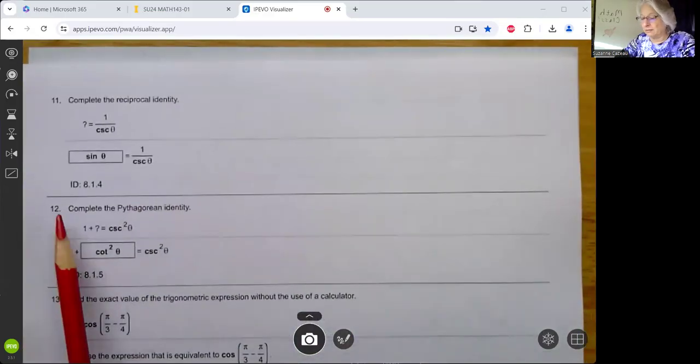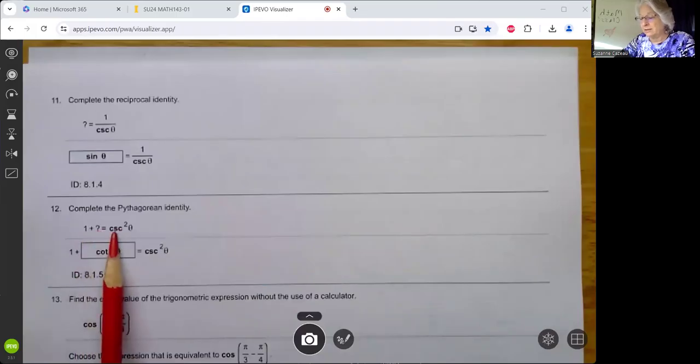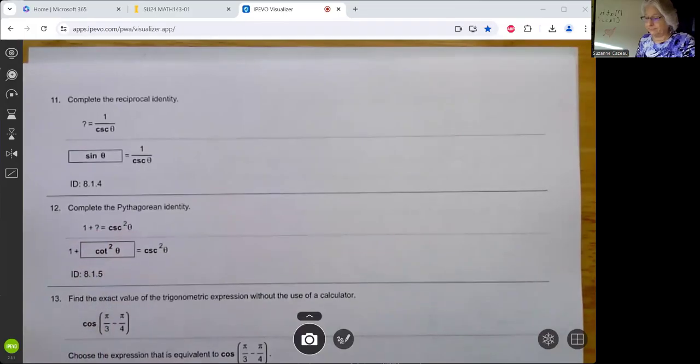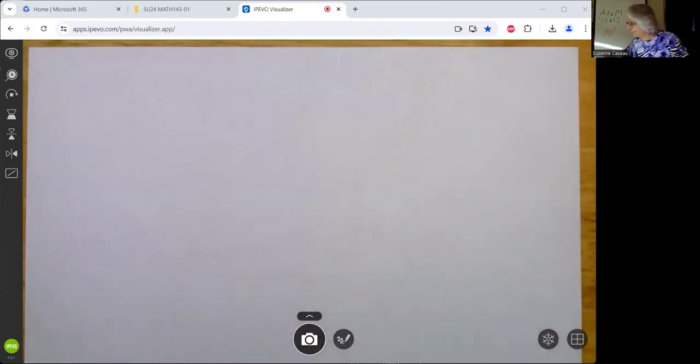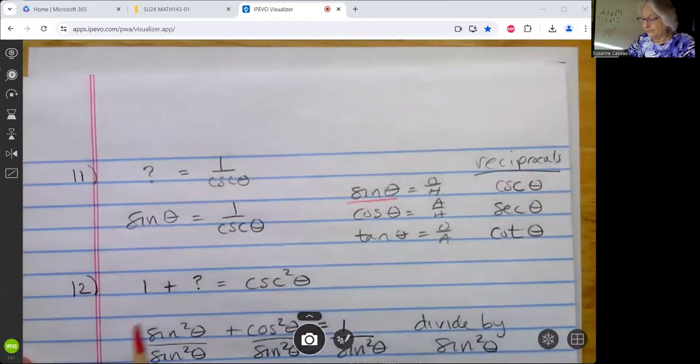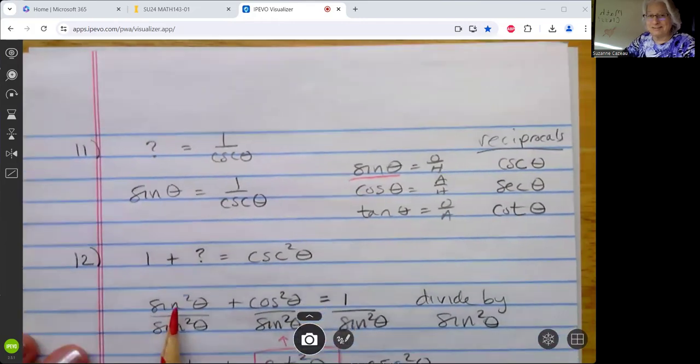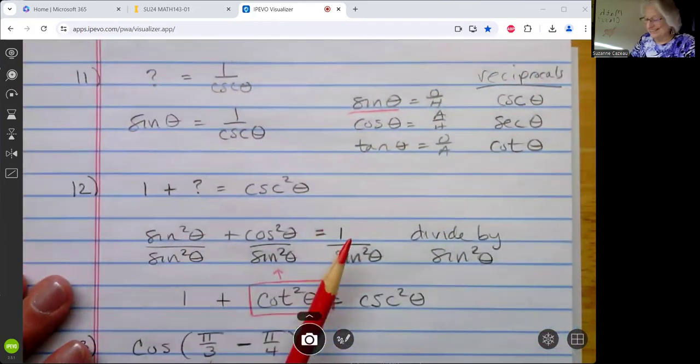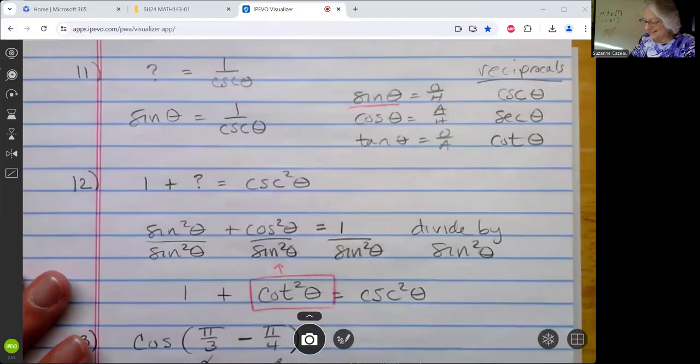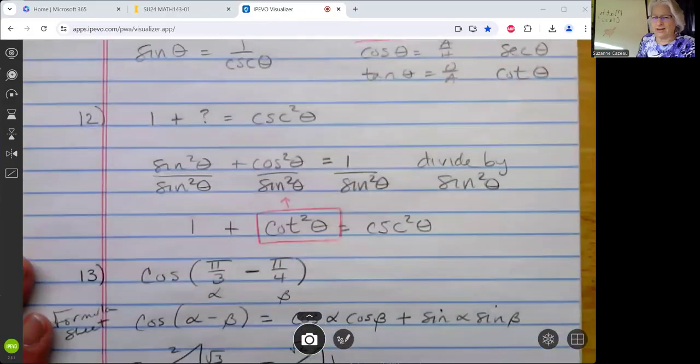Okay, number 12, complete the Pythagorean identity. 1 plus blank is cosecant squared theta. Well, sine squared plus cosine squared equals 1. So we're going to take that basic one and then just divide everything by sine squared. And that's going to get me the identity that I want.